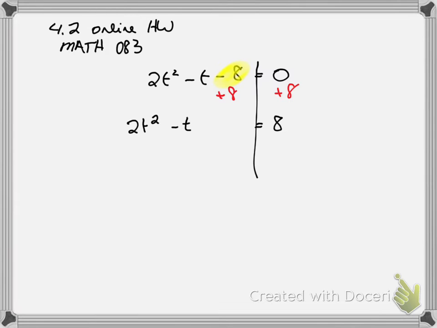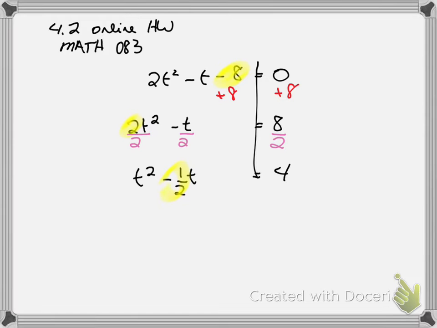One rule about completing the square is that the coefficient of your squared term needs to be 1. Obviously, it's not 1 in this problem, it's 2, so we can simply correct that by dividing everything on both the left side and the right side by 2. As long as you divide both sides by the same thing, the truth value of the equation does not change. So at this point, I should have t squared minus 1/2 t, equals 4, okay?